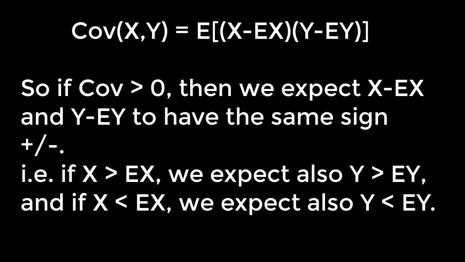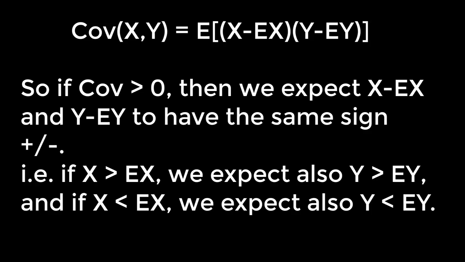By definition, the covariance between x and y is the expectation of the product of x minus its mean times y minus its mean. That means that if the covariance is greater than 0, or equivalently, if the correlation is greater than 0, then we expect the random variables x minus its mean and y minus its mean to have the same sign, i.e. either both positive or both negative.